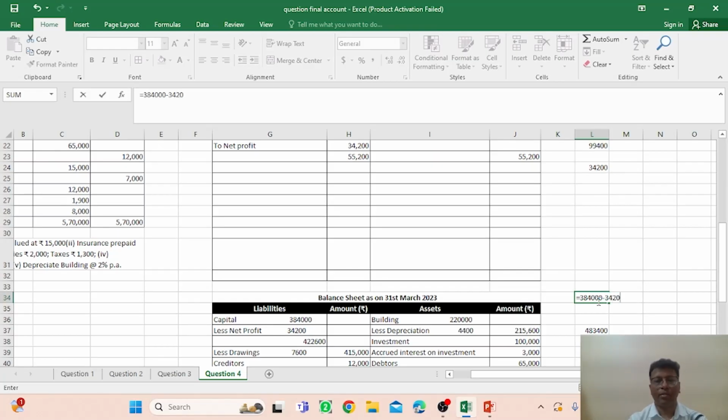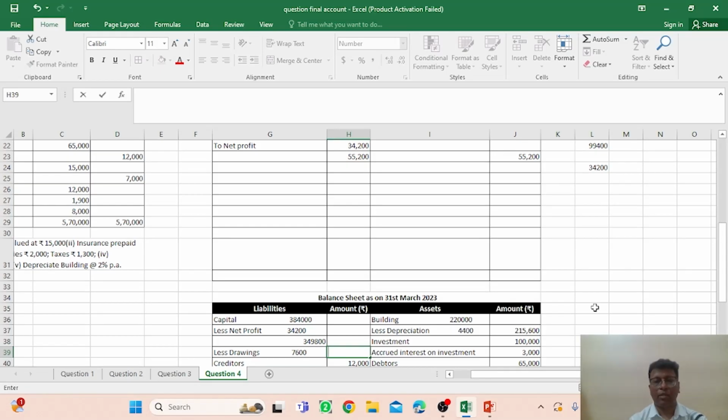And the figure is equal to 384,000 minus 34,200. You find 349,800, and you have to subtract the drawings from it, 349,800 minus 7,600. You find this figure, right? Because you have to less this amount. Okay, just delete it, this one, delete, and equal this minus this amount, right?